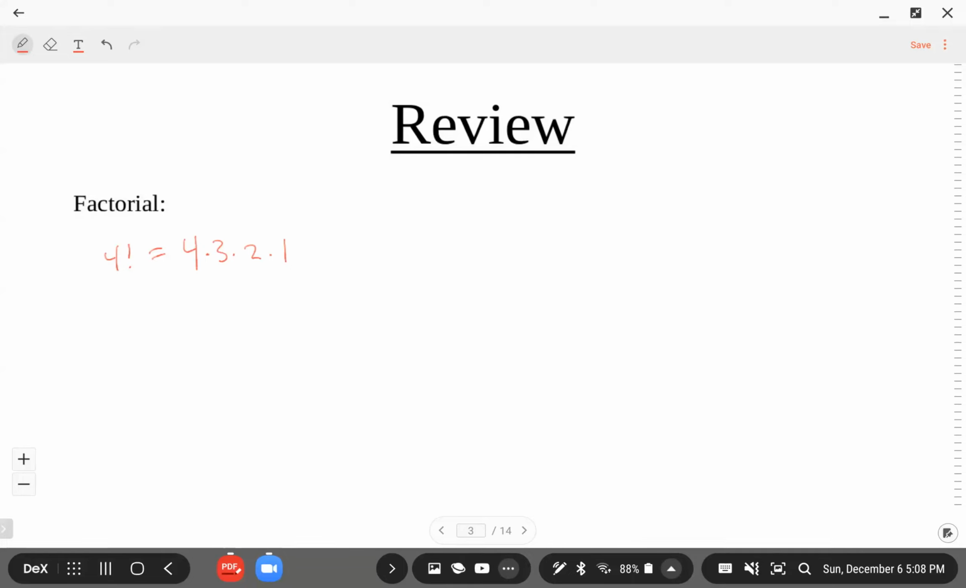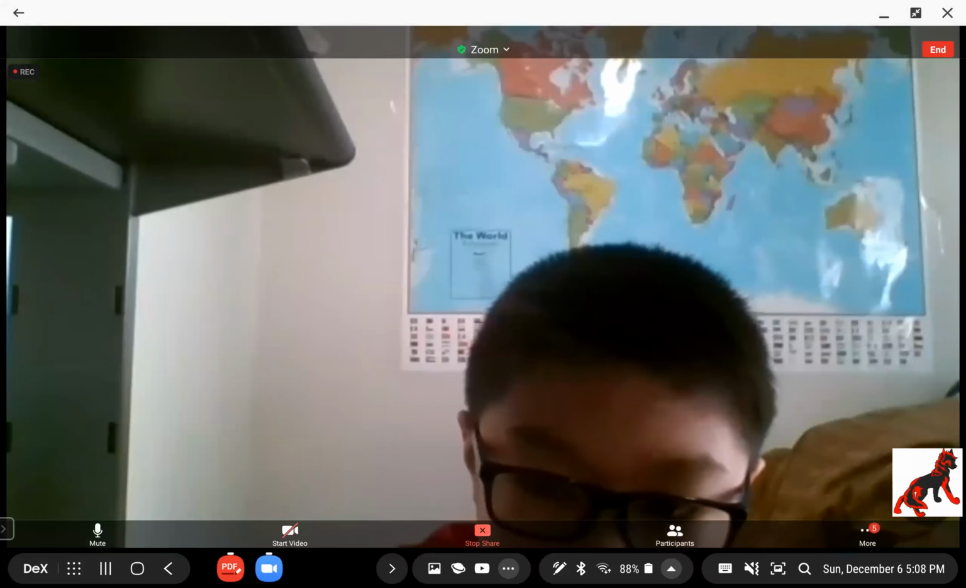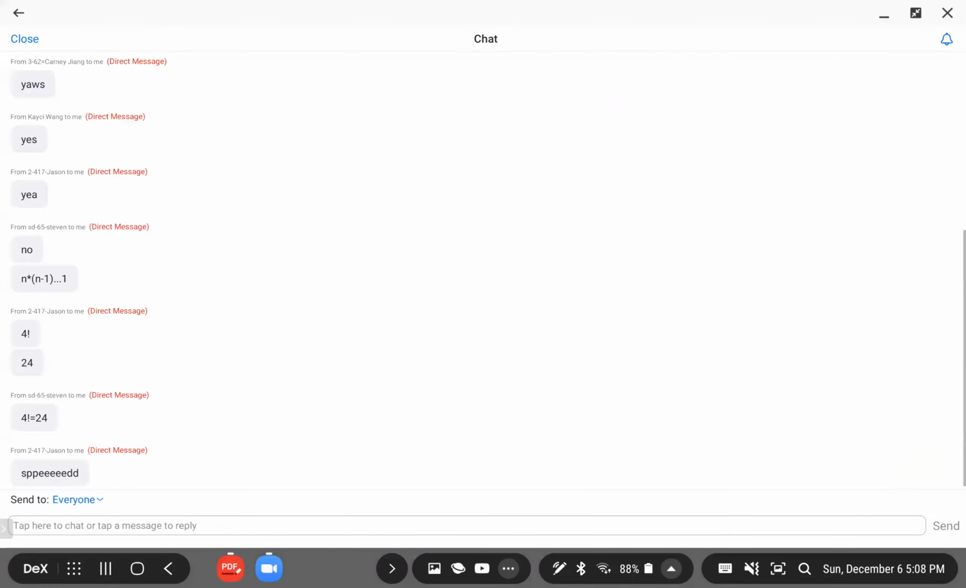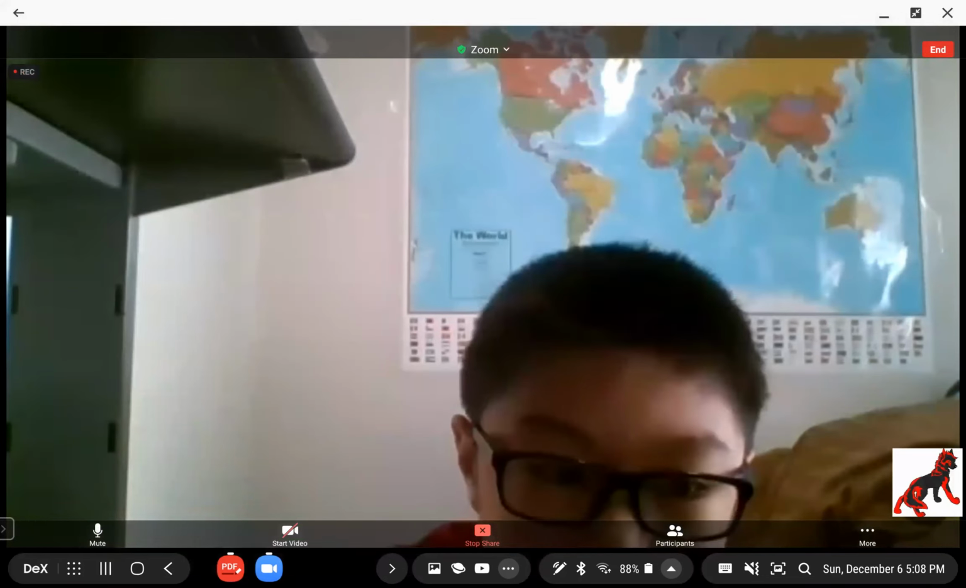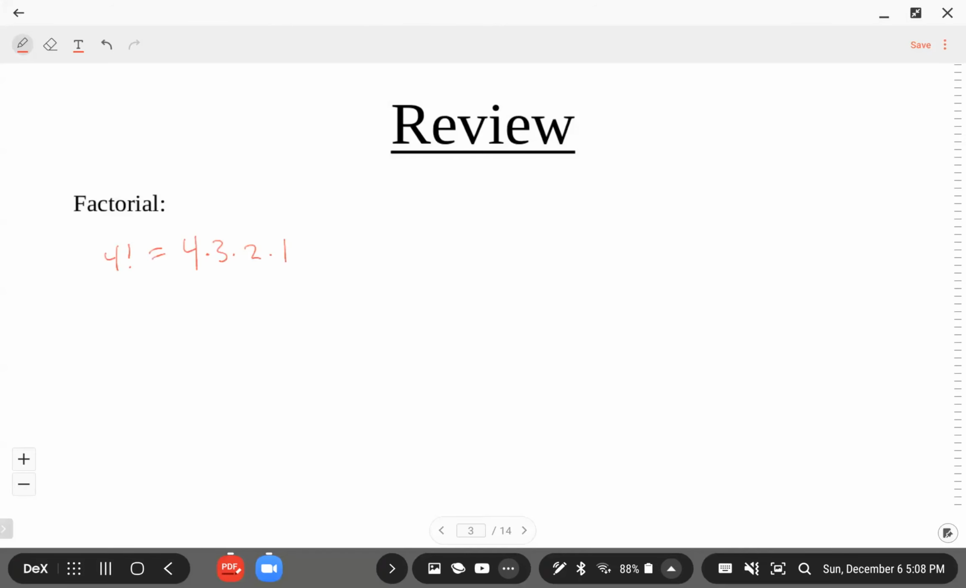Does anybody know why we can't go to 0? Okay, who knows why we can't go to 0? Exactly, Stephen. Very good. Because if we multiply by 0, it would be equal to 0. Okay, that's obvious. So we do not go to 0, we just go down to 1, through every integer between 1 and the specific integer.